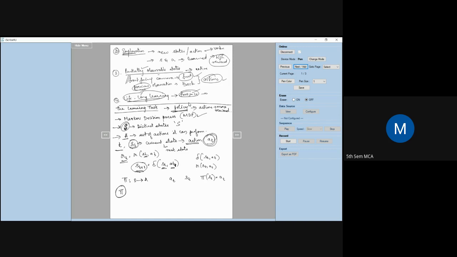Now at each time step t, the agent is going to sense the current state, which I am showing as ST. Whatever state it is in, it has to choose an appropriate action AT so that it can move to the next state, which I call ST plus 1.